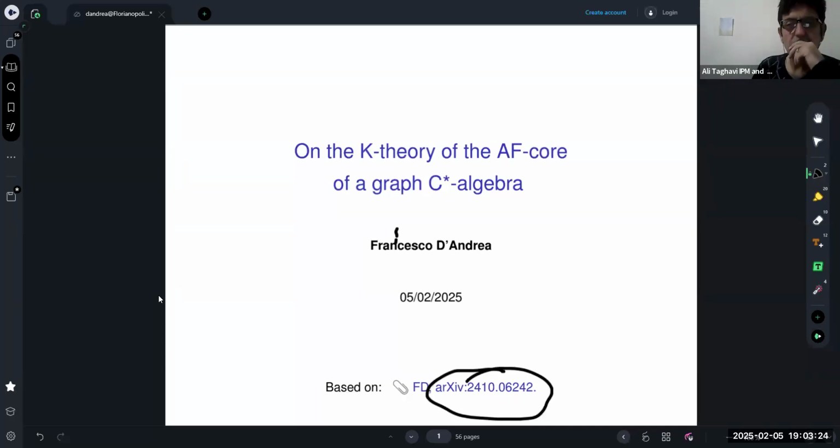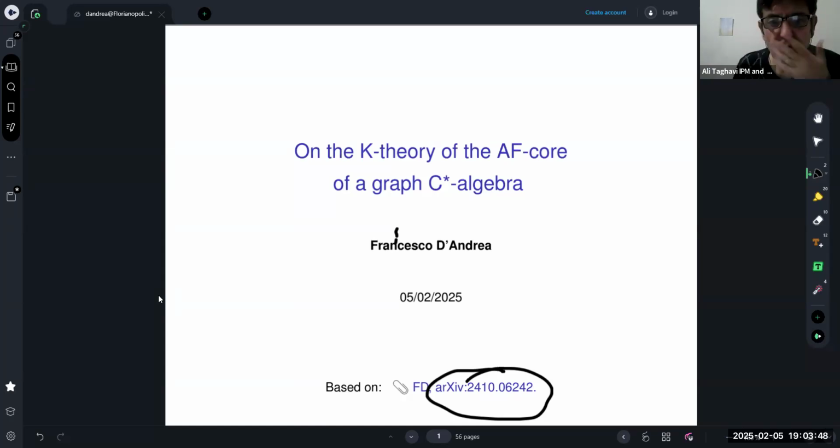So the point is that I wanted the non-commutative example, not the C*-algebra itself. The C*-algebra in general is non-commutative, but the AF core is commutative when you have a directed tree. Yes, I was talking about the Pythagorean tree, but imposing some direction.